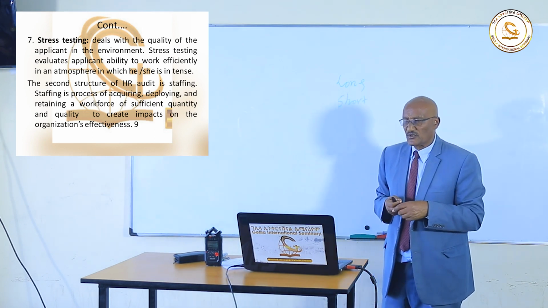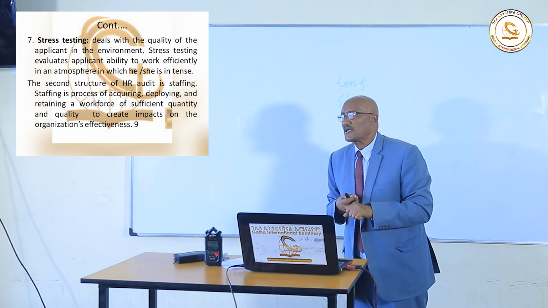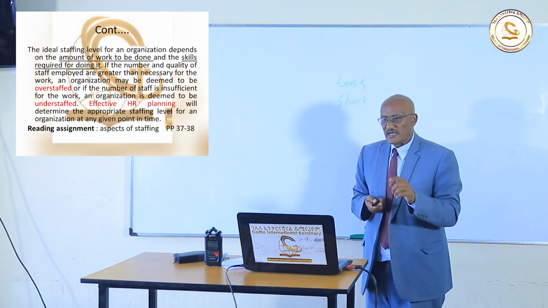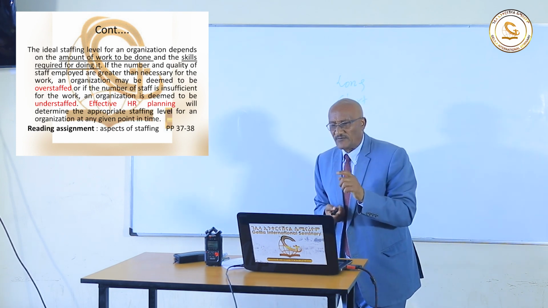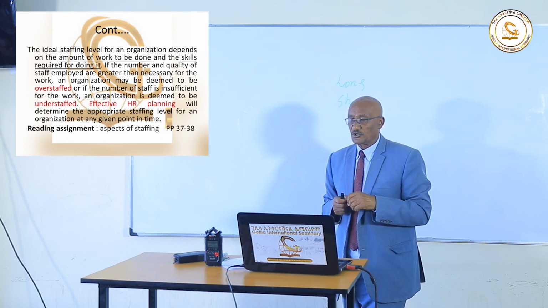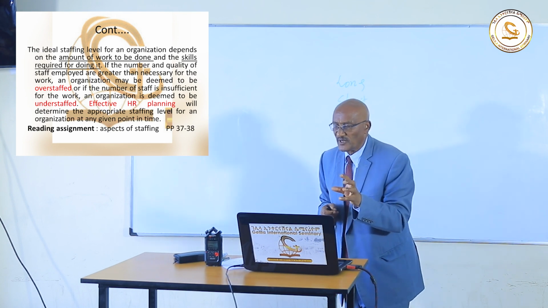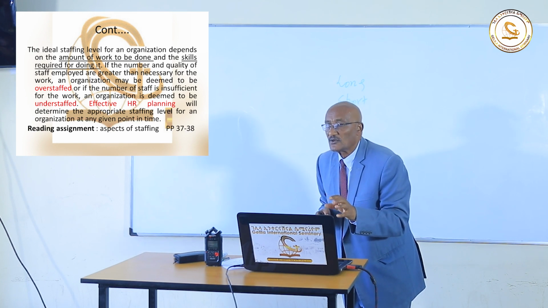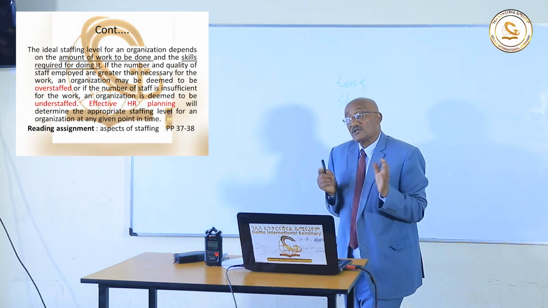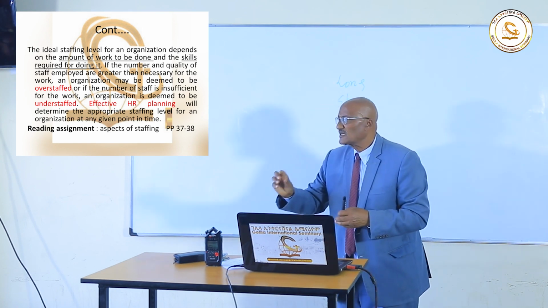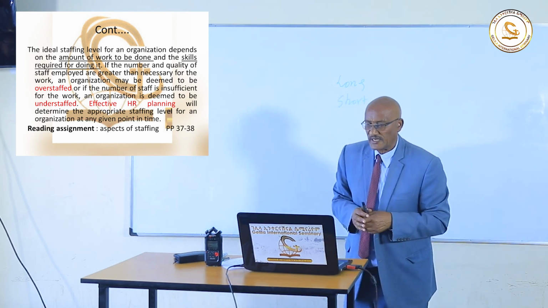The second structure of human resource audit is about staffing. The ideal staffing level for an organization depends on two things. One is the amount of work to be done and the skills required for doing it. Staffing is the amount of work to be done and skills required to do it.